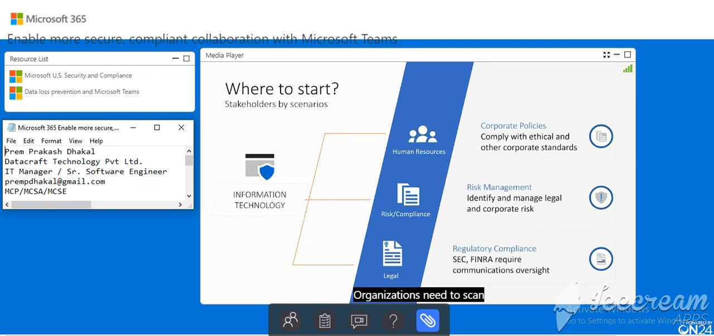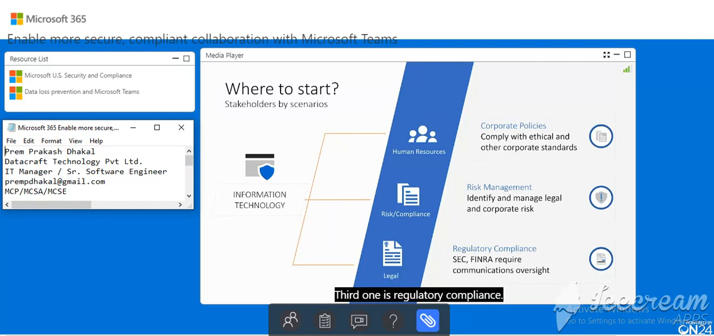Organizations need to scan corporate communication channels for three primary reasons. Corporate policies, that's the first. Employees must comply with acceptable use, ethical standards, and other corporate policies in all their business-related communications. Second one is risk management. Organizations are responsible for all communication distributed throughout their infrastructure and corporate network systems. Identifying and managing potential legal exposure and risk can help minimize risk before it can damage corporate operations.